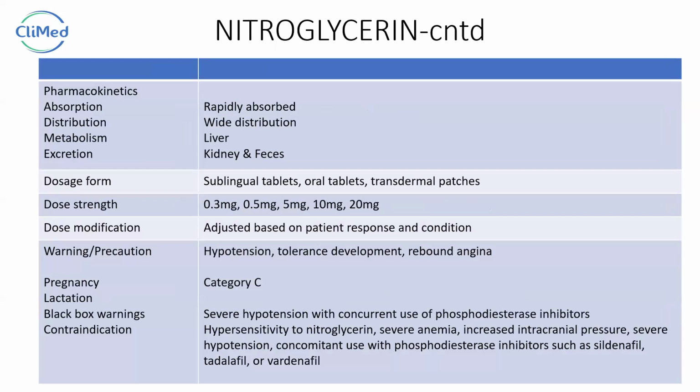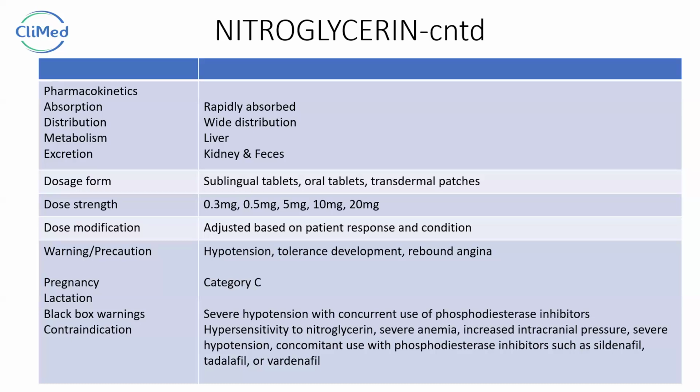Dose modification. The required dose is adjusted based on response and condition of a patient. Warning or precaution. It is cautiously used in patients with hypertension, and it has an ability to develop tolerance and rebound angina. Pregnancy category is C. Lactation and lactation details are not available.